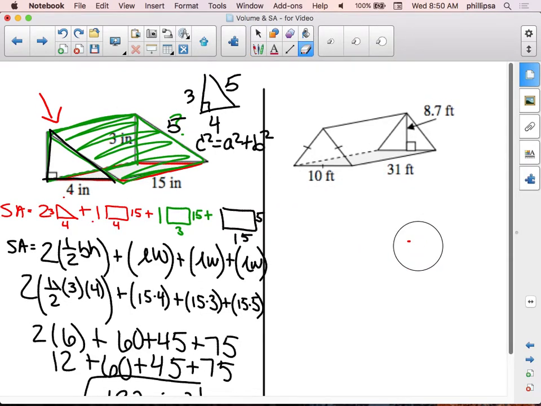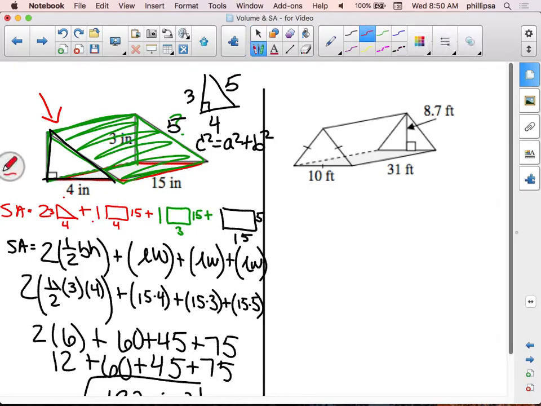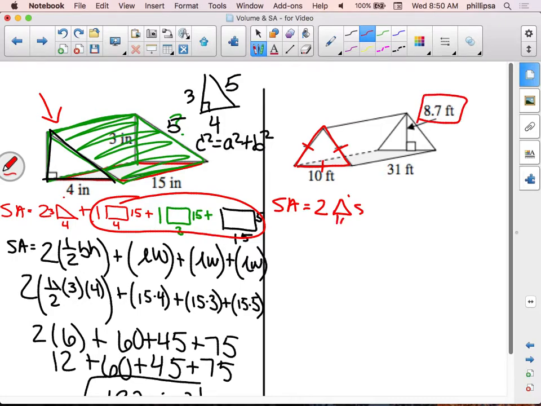Okay. So this one is just a bit quicker because all of your rectangles are the same because you're dealing with an equilateral triangular base. Okay. I know all 3 sides are congruent. That means that all of your rectangles are a 10 by 31. So instead of having all of these separate parts here, you're really just going to have 2 triangles, okay, that all have the same base and height. It's a height of 8.7 and it's a base of 10.